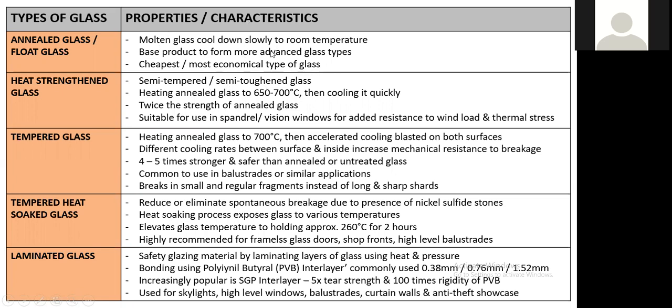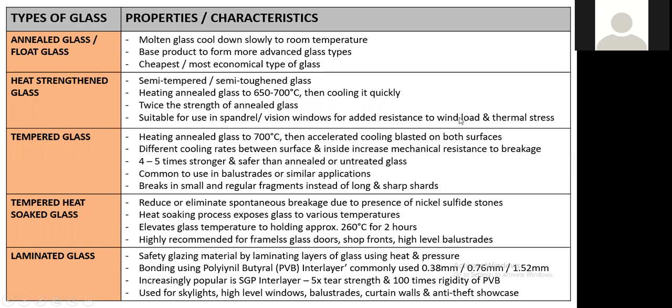So heat strengthened glass is one step higher than float glass. Sometimes they call it semi-tempered or semi-toughened glass. The heating of the glass goes up to 650 to 700 and then cooling it down quickly. So this one will strengthen the glass better. It's roughly twice the strength of float glass. Suitable for use in spandrel, vision window for added resistance.